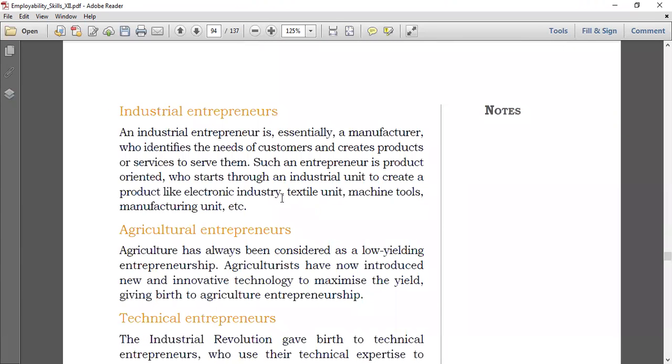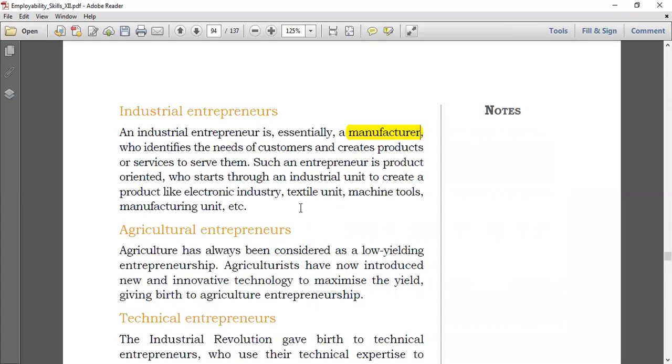Industrial entrepreneurs, they are basically manufacturers, right? Those who are manufacturing some product. So they will identify the needs of the customer and create products or services to serve them, right? So they start through an industrial unit to create a product. For example, electronic industries, textile, machine, manufacturing units, all come under this, right?